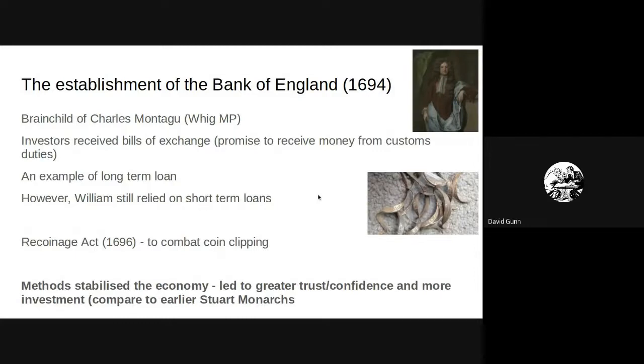Next up, we'll talk about the Bank of England. So the Bank of England is established in 1694 by Charles Montagu, who's a Whig MP. What you need to know for this topic is that it's basically just a way of the government getting long-term loans. So investors would receive bills of exchange, and then there'd be a promise that they would then receive money from customs duties. So it really stabilizes the system of government borrowing.